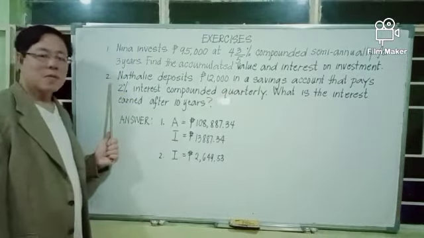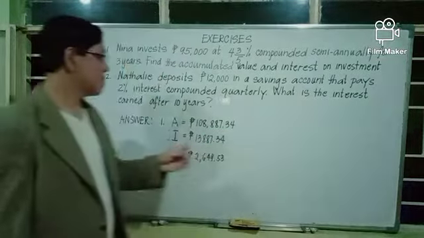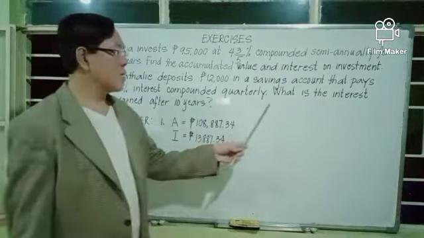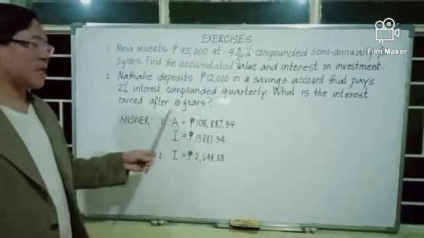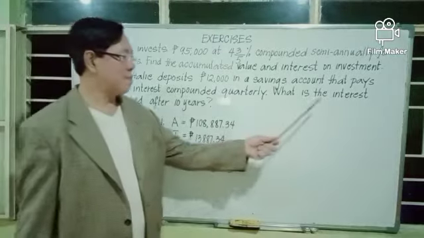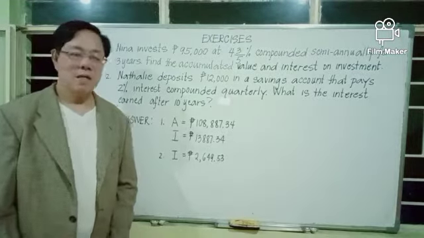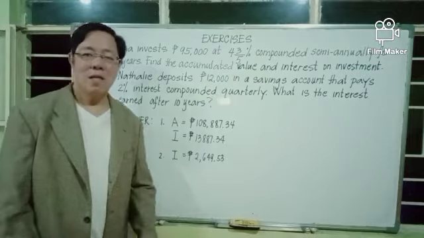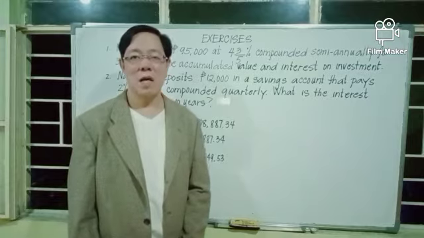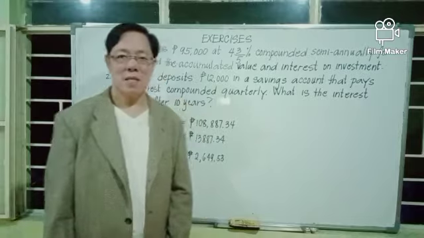Number 2, Natalie deposits 12,000 pesos in a savings account that pays 2% interest compounded quarterly. What is the interest earned after 10 years? In number 2, you are only required to find the interest earned, that is the amount of interest denoted by capital I, after 10 years. But again, at compound interest rate, you cannot directly solve for the amount of interest capital I. You have to first calculate the accumulated value capital A.